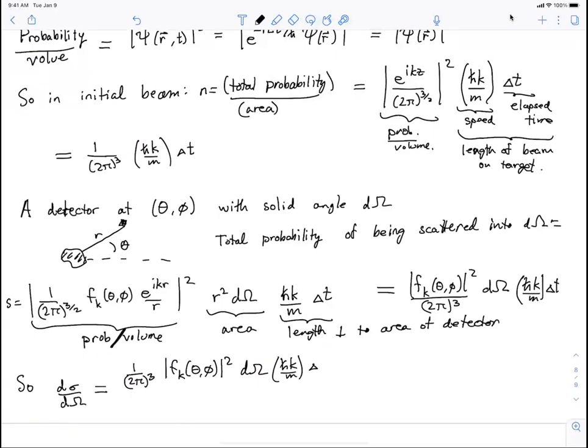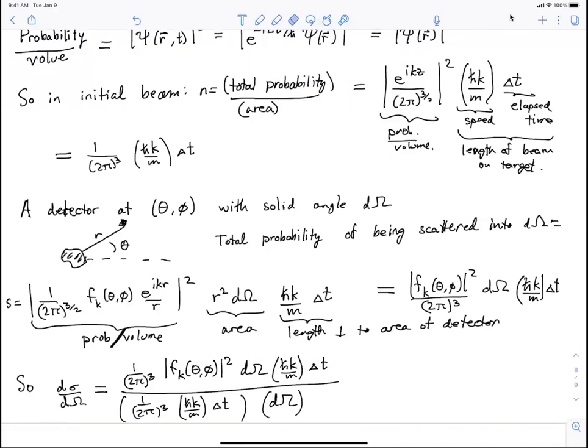Because a lot of it is common factors. That's our s, and then our n in the denominator is 1 over (2 pi)^3 h bar k over m delta t. And then there's our d omega factor in the definition of the cross section. Okay, and then that cancels that. And this cancels that, and that cancels that, and that cancels that. And we're just left with f sub k of theta and phi. Okay, which we haven't computed yet.